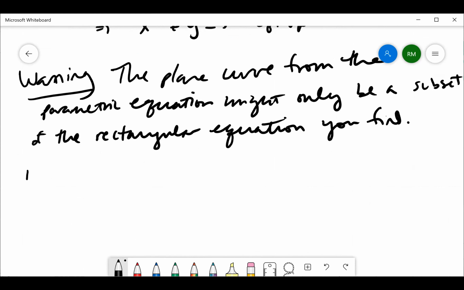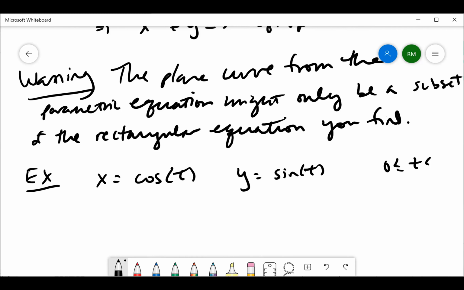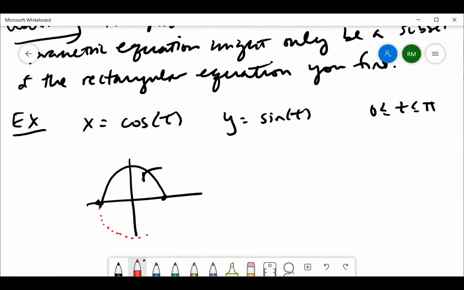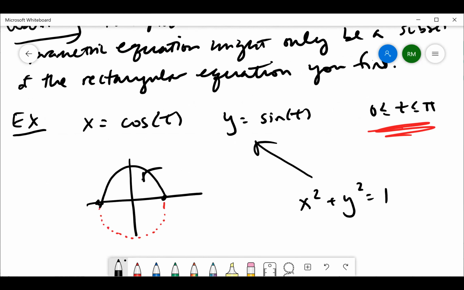Okay, so let's take an example and see what we mean by that. Let's look at the same parametric equation as before. I want you to take a second and identify, what does this look like? Well, I think we can all find that it looks like a semicircle. This is not the full circle. We're missing this piece right here. So even though x squared plus y squared is still equal to 1, the actual plane curve only is the semicircle, because this range of t values is very important. And so when you find the rectangular equation, it might be bigger than the actual plane curve.